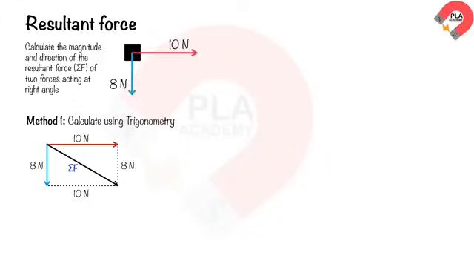We can calculate the magnitude of the resultant force using the Pythagorean theorem. Resultant force equals the square root of 10 squared plus 8 squared, which equals 12.8 newtons. We can calculate the direction of the resultant force by the tangent ratio. The direction of the resultant force is the angle theta to the 10 newtons force. So, the direction of the resultant force is tan to the power minus 1 of 8 over 10, which is equal to 39 degrees to the 10 newtons force.